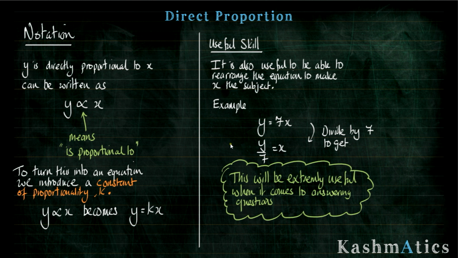Now, before we do any examples, we need to look at an important skill. A useful skill is being able to rearrange the equation once you've got it in order to make x the subject. So for example, if the relationship was y equals 7x, if I was to divide both sides by 7, I get y divided by 7 equals x. So I can use this version of it to actually work out x if I know what y is. This is going to be really useful when it comes to answering questions. So pause the video and make some notes and then we'll go on to some examples.